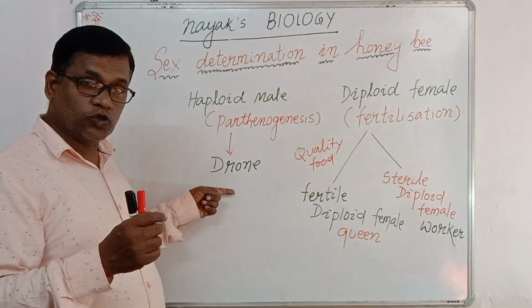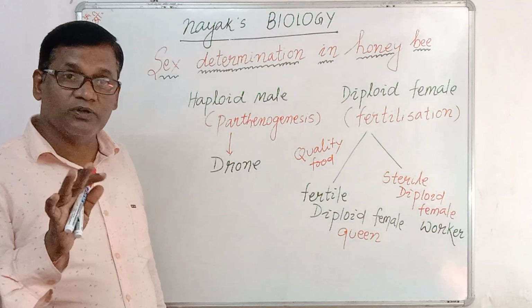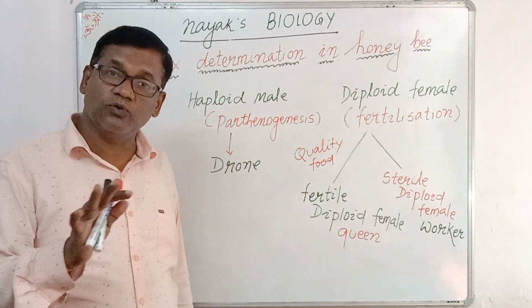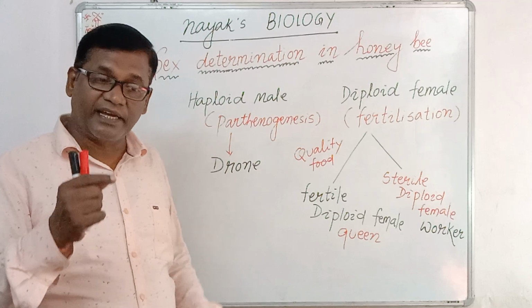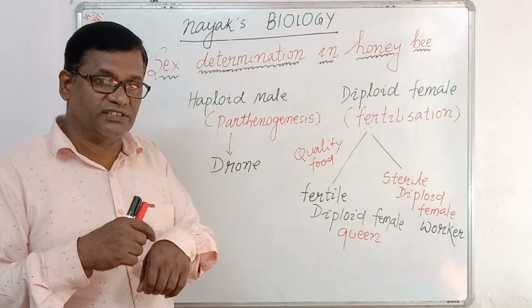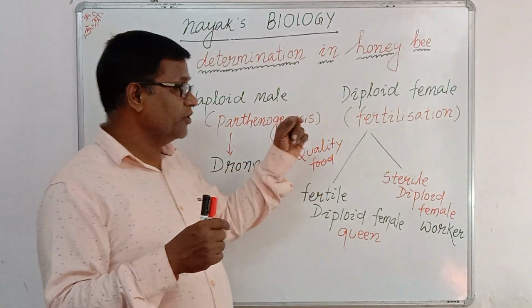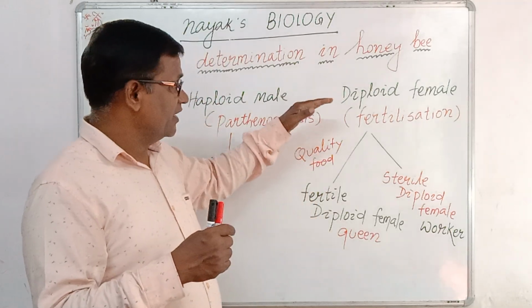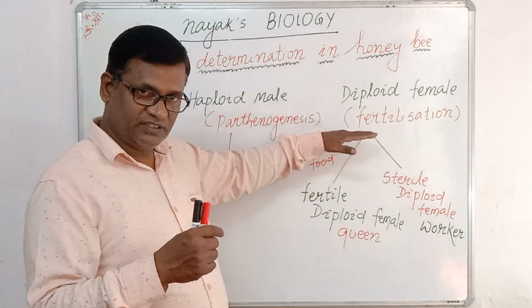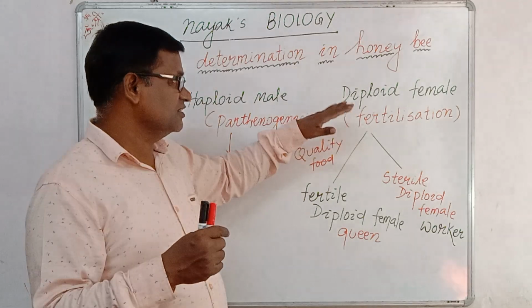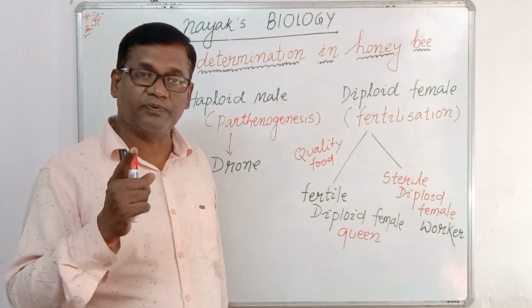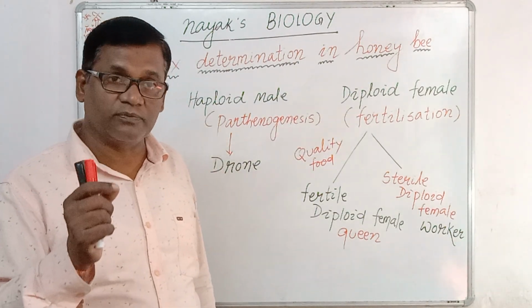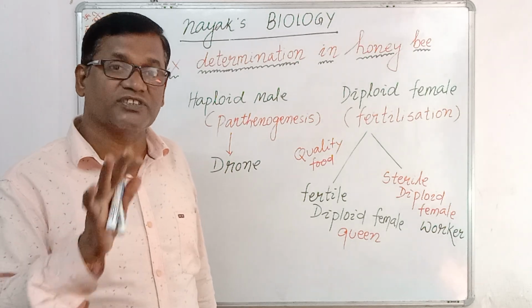Then this drone, what are they doing? They are not going for collecting nectar. They are unable to collect the nectar. They cannot sting us. But the diploid female, what are they doing? They are produced by fertilization. With fertilization, the diploid female is produced, and the diploid female has 32 chromosomes, that means the full set of chromosomes.